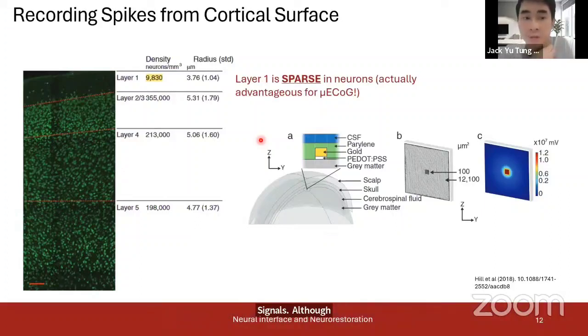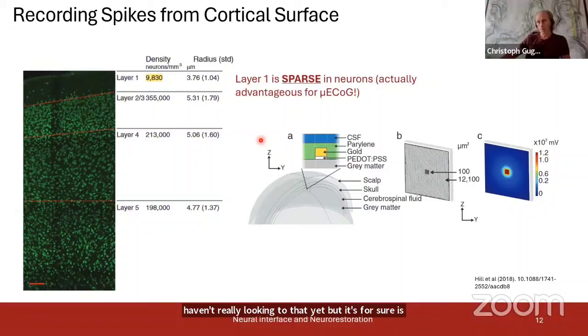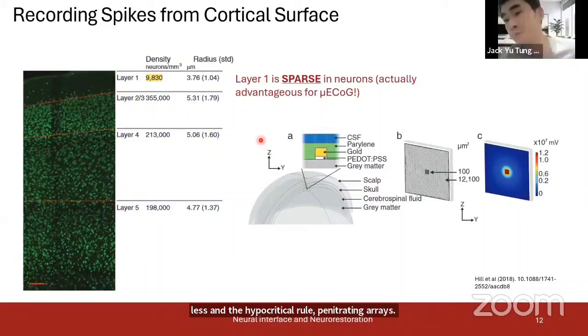Whereas for intracortical arrays, because you are disrupting brain tissue, inflammatory reaction is stronger. Even though possibly micro-ECOG arrays may also generate a little bit of inflammatory reaction, I don't know for sure. I haven't really looked into that yet. But it's for sure less than the intracortical penetrating arrays. This relates to the next one. So are these arrays moving? They shouldn't move, to be honest. They should be stuck to the brain surface.